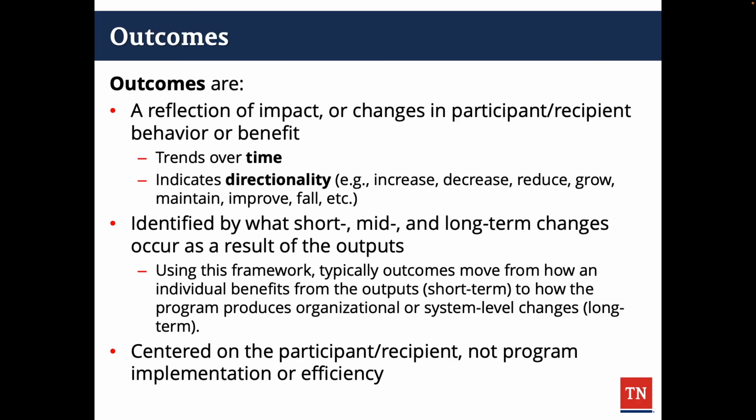Outcomes are the impact of the program on participants or recipients in a particular direction over a specified period of time. They can be identified in terms of short, mid, and long-term changes. One way to think about this is that the short-term outcomes demonstrate how an individual benefits over time, whereas long-term outcomes demonstrate how a program produces organizational or system-level changes over time.